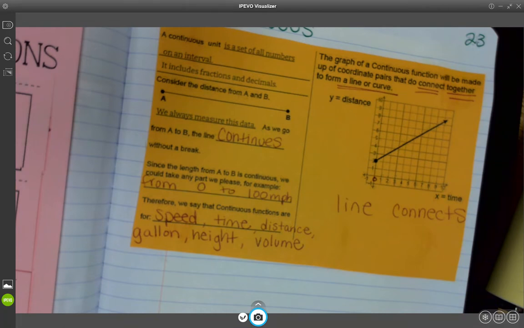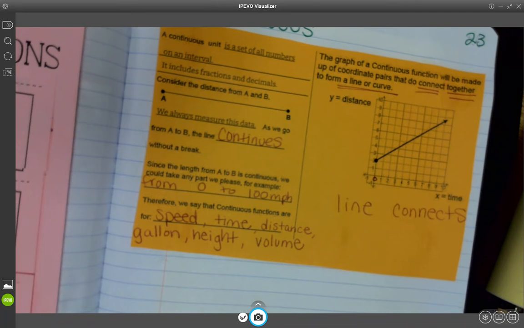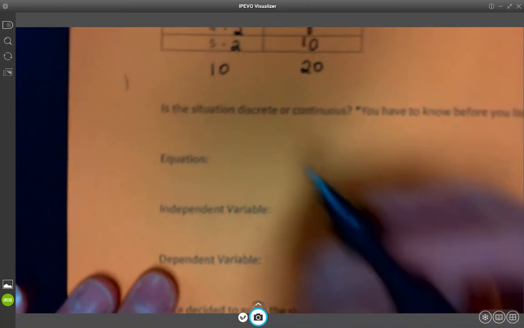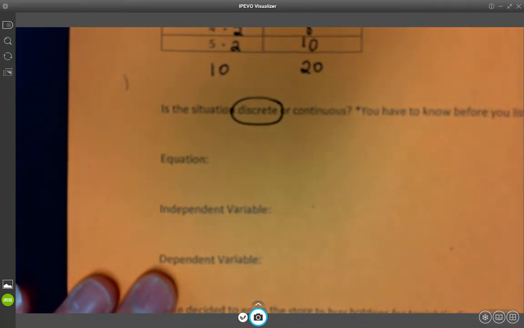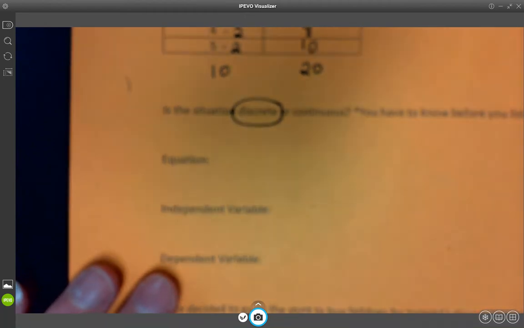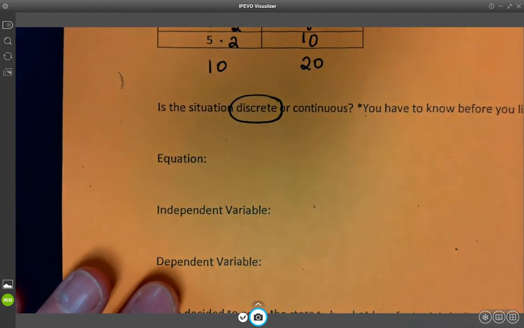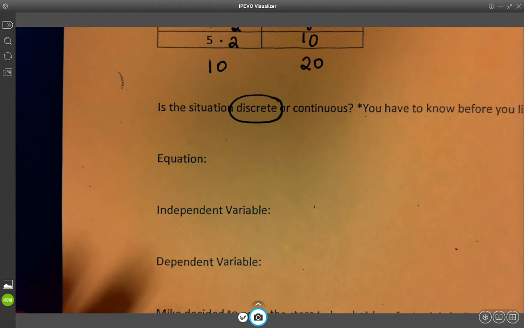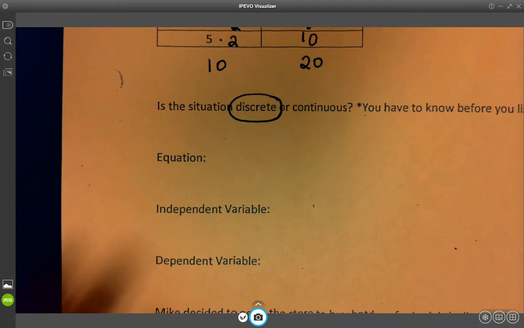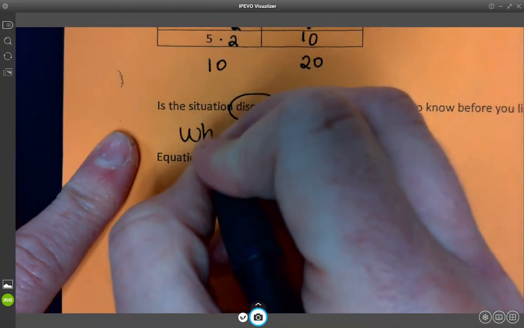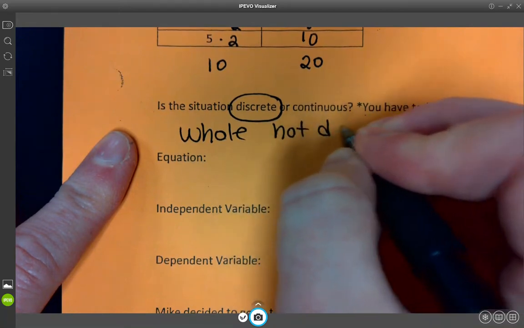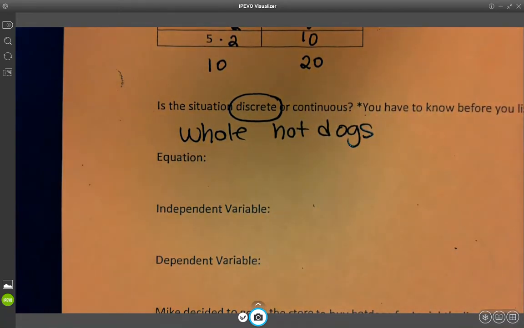So which one does it sound more like? Discrete, because what can we do with the number of hot dogs? We can literally count them. So if you can count them, it's discrete. Because remember, it's whole numbers. You can't go up to the counter and say, hey, I want half a hot dog, and they charge you $1. They're going to look at you like you're crazy. And they're going to tell you, you can buy one hot dog for $2. They're not going to let you buy half a hot dog. So whole hot dogs. So that's how we know.